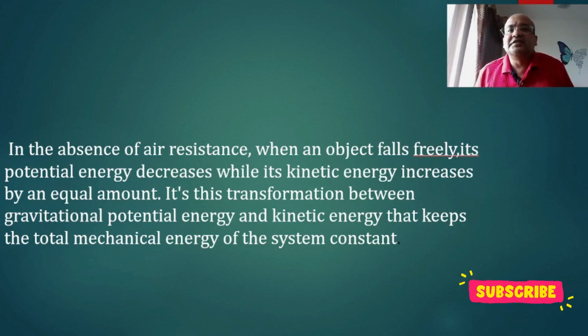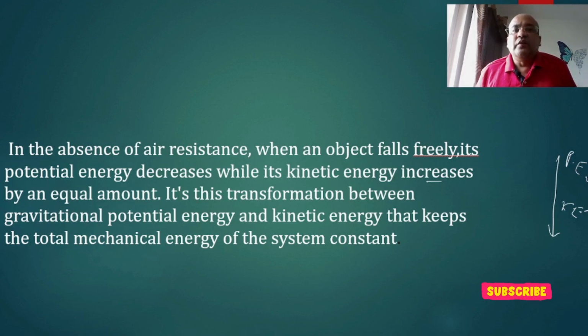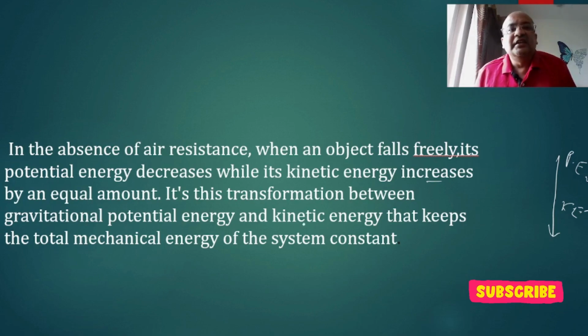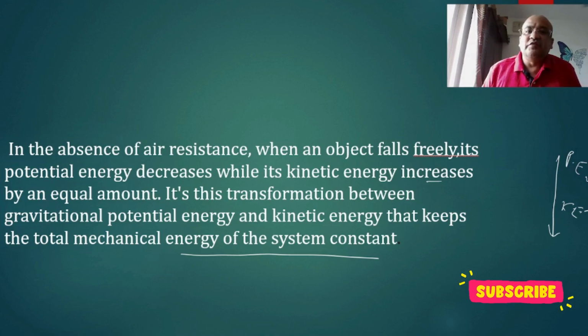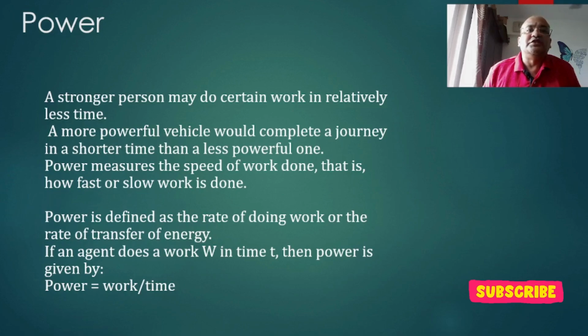In the absence of air resistance, when an object falls freely, its potential energy decreases while its kinetic energy increases. We have seen that as the object was falling down, the potential energy was decreasing and the kinetic energy was increasing. It's this transformation between the gravitational potential energy and the kinetic energy that keeps the total mechanical energy of the system constant. So the total mechanical energy of the system at that point is constant.